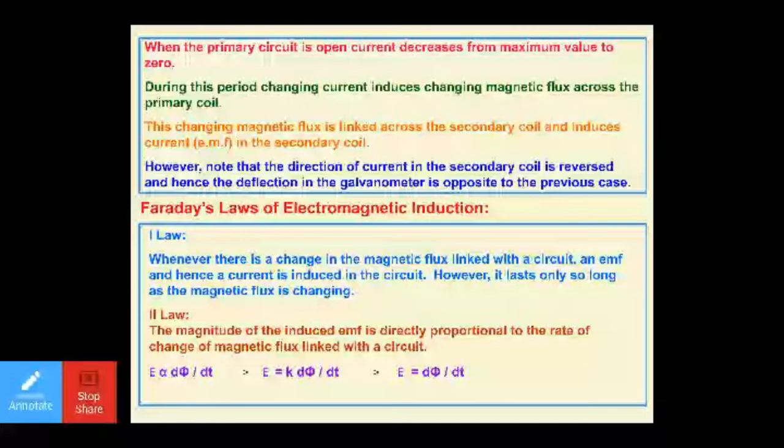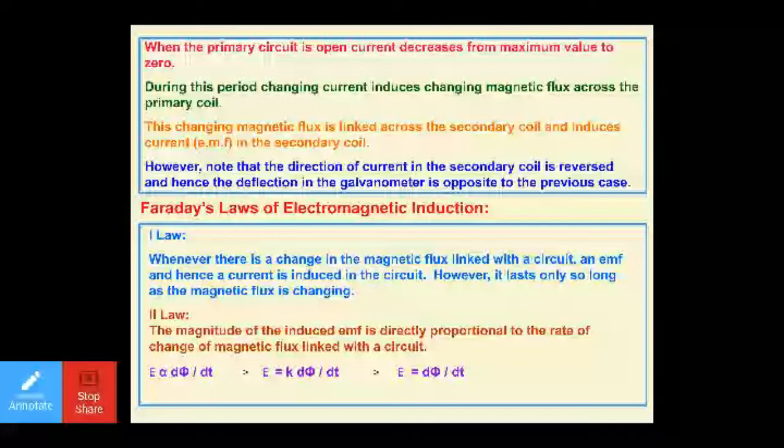How much induced EMF or current is developing depends upon the rate of change. It means one thing needs to be clear, that changing flux causes the induced EMF, and how much induced EMF will get developed depends upon the rate of change. If the extent of change is more, induced EMF will be more, and if the extent of change is less, then the induced EMF will be less.